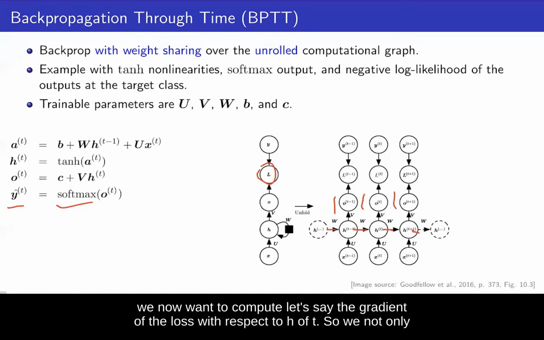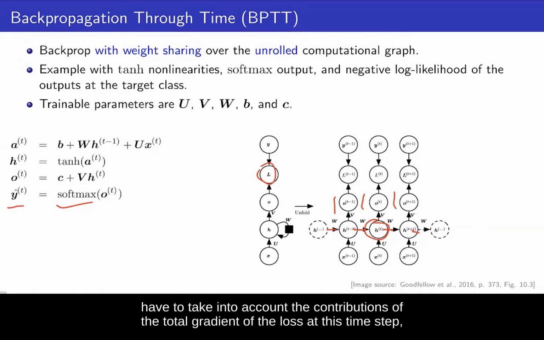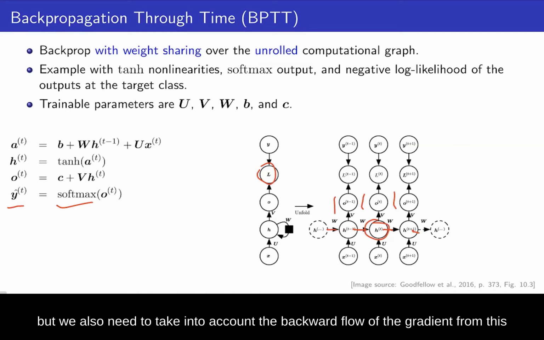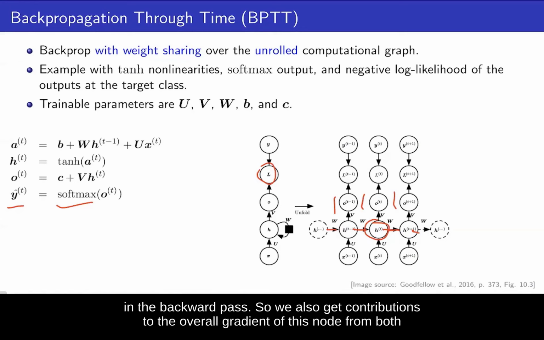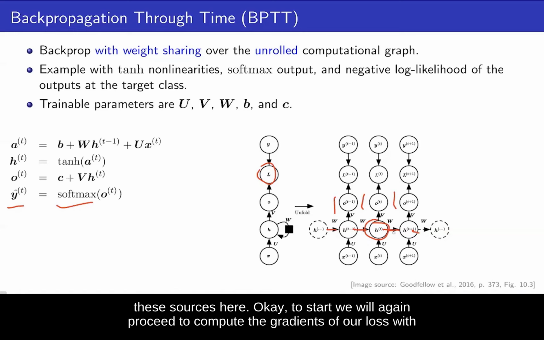Now, what is important to note is that other than in feed-forward neural networks, we now want to compute, let's say, the gradient of the loss with respect to h of t. So we not only have to take into account the contributions of the total gradient of the loss at this time step, but we also need to take into account the backward flow of the gradient from this h of t plus 1, because h of t has influence on both h of t plus 1 as well as o of t here in the backward pass. So we also get contributions to the overall gradient of this node from both these sources here.